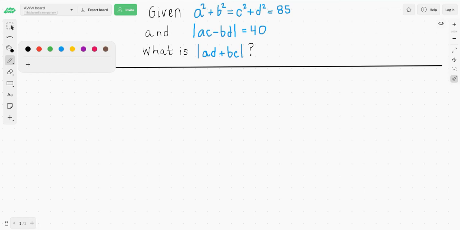In today's video we're going to solve a relatively difficult algebra problem. In particular, given that a squared plus b squared is equal to c squared plus d squared, which equals 85, and the absolute value of ac minus bd is equal to 40. Given all of this, what is the absolute value of AD plus BC? That's what we want to find.